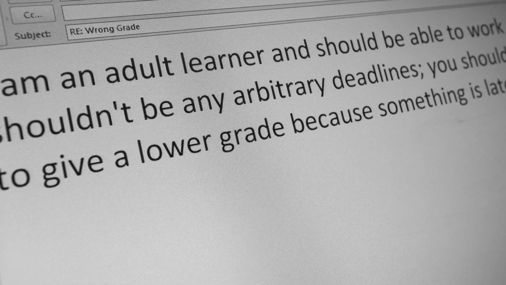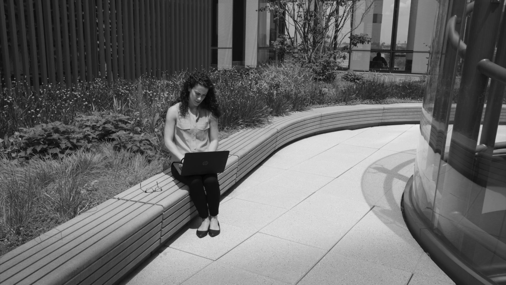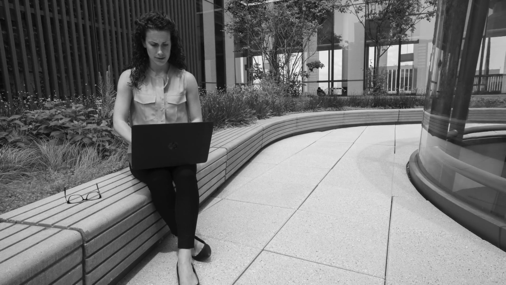I am an adult learner and should be able to work at my own pace. For what I pay for tuition, there shouldn't be any arbitrary deadlines. You should just be concerned that I learn the material. It is illegal to give a lower grade because something is late. If my grade isn't changed, I will go to the dean.